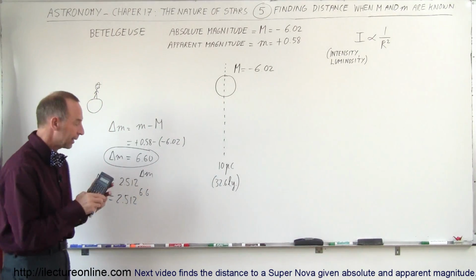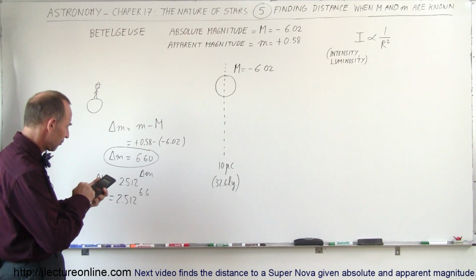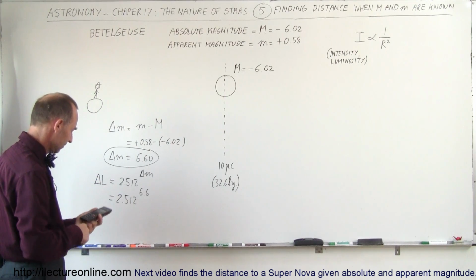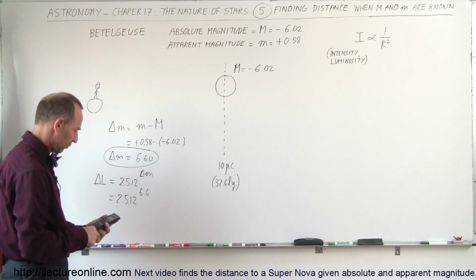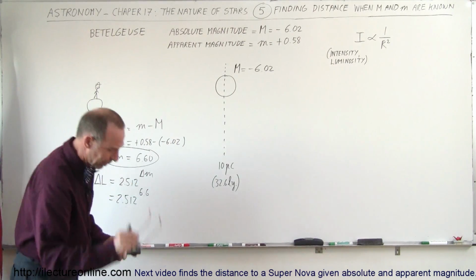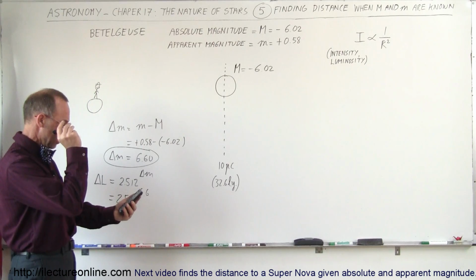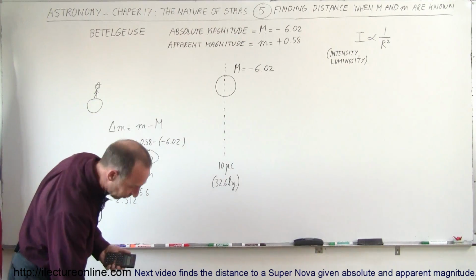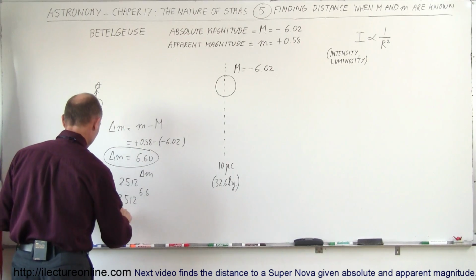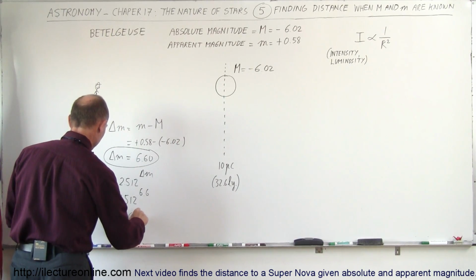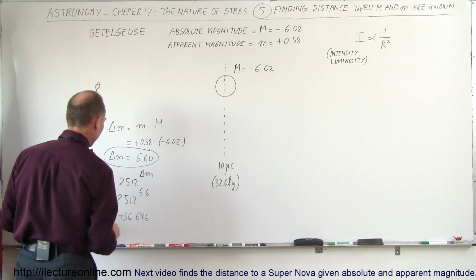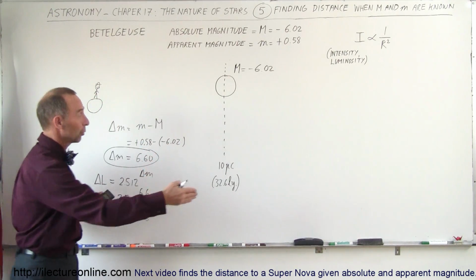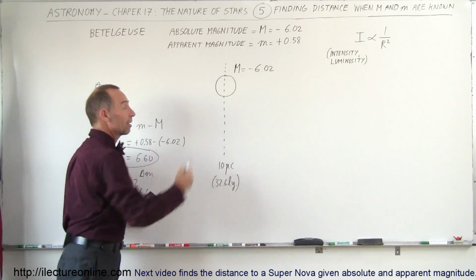If we then grab a calculator and figure that out, 2.512 raised to the 6.6 power is, see here, 4,000, wow, I need my glasses for this one. It's too dark for me to see. 436.646. So that is how much dimmer it appears where it actually is compared to what it would be if we place it 10 parsecs away.